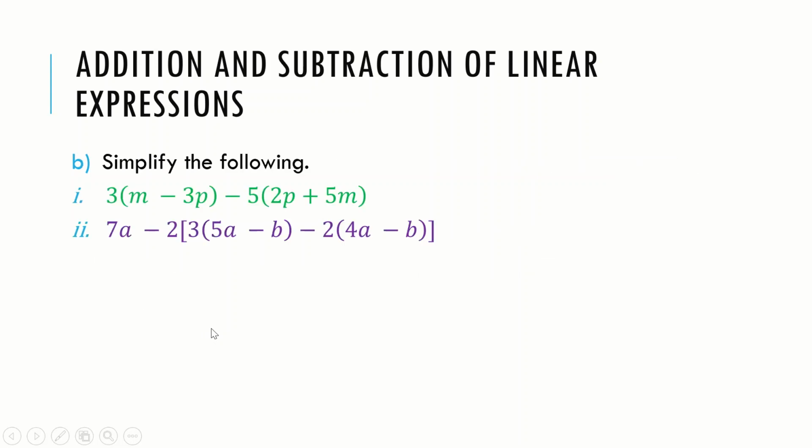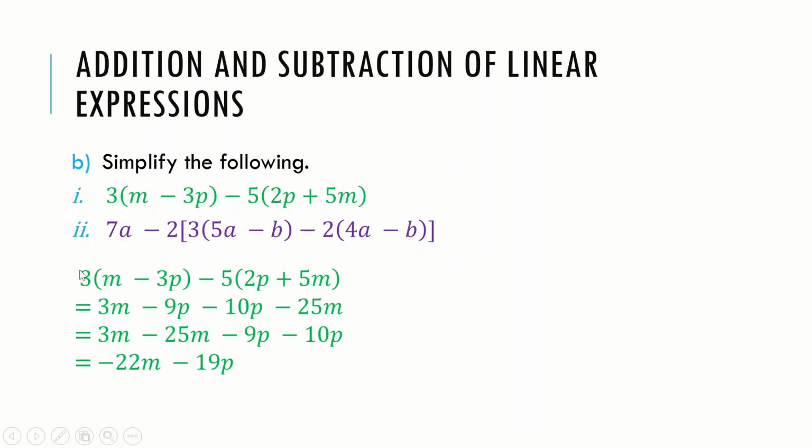Okay, next. Simplify the two expressions. When you open the bracket, 3m minus 9p. For this case, because there's a negative sign in front of 5, you take negative 5 multiplied by 2p, which is negative 10p. Then negative 5 multiplied by 5m will be negative 25m. The negative sign takes precedence over plus. So 3m minus 25m, putting all the same variables together, and negative 9p minus 10p. So it's negative 22m minus 19p.